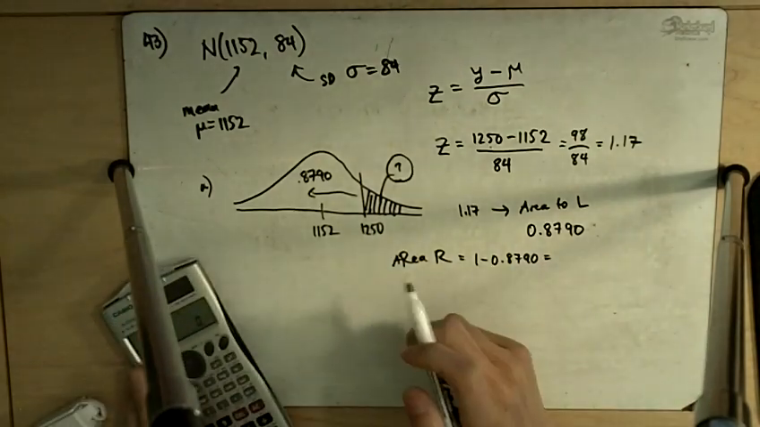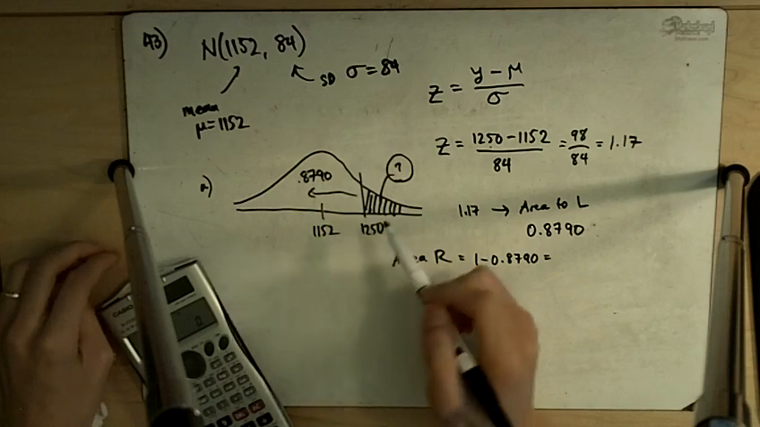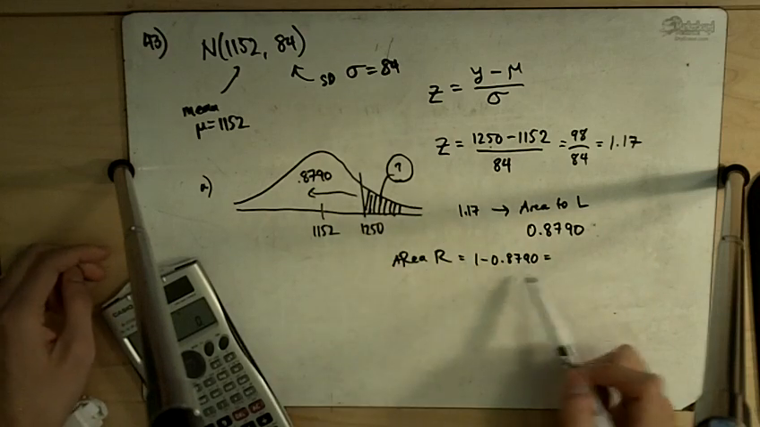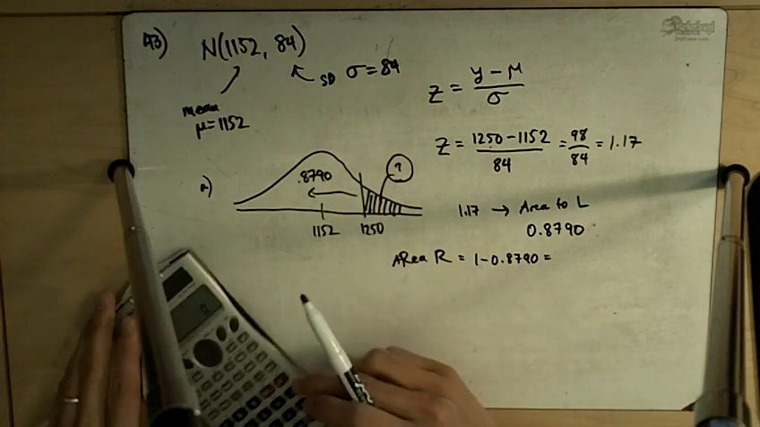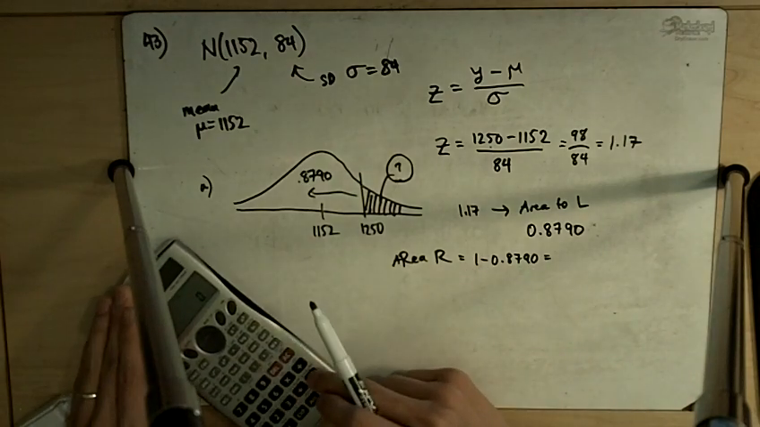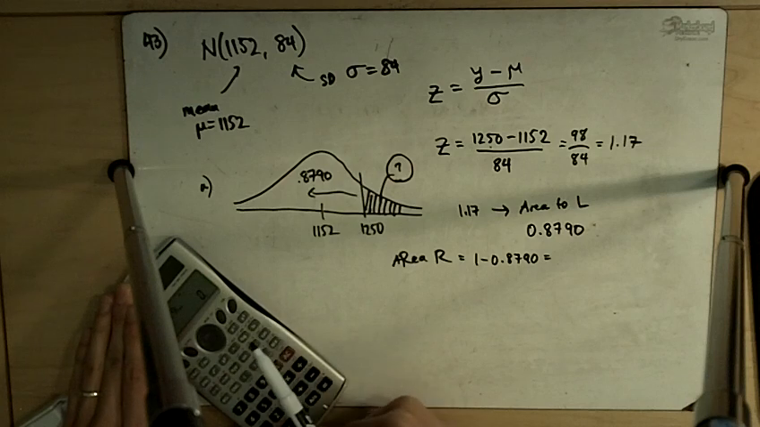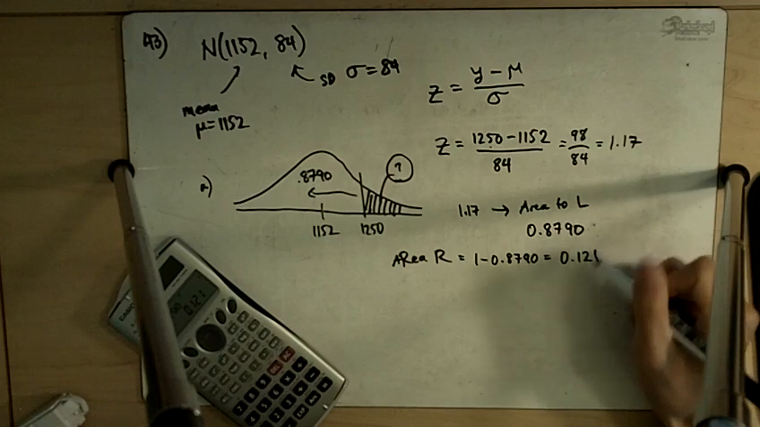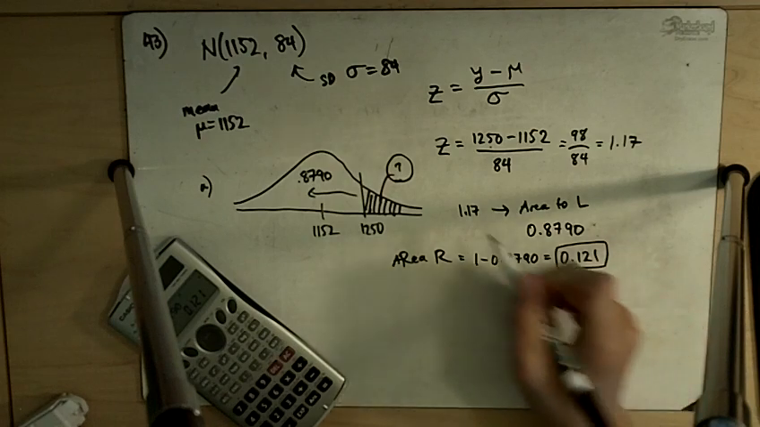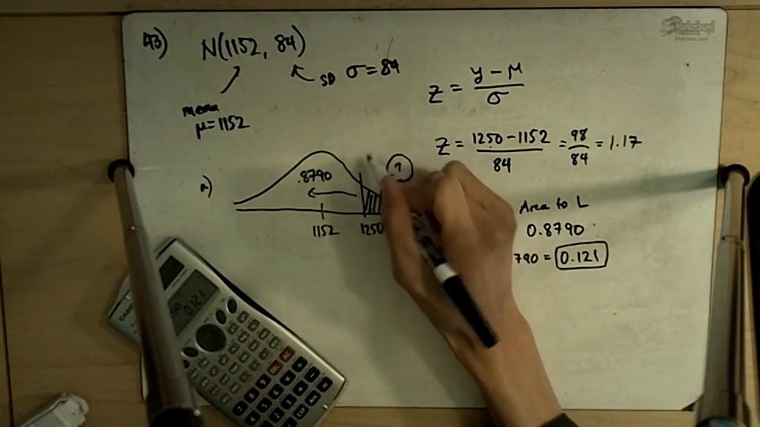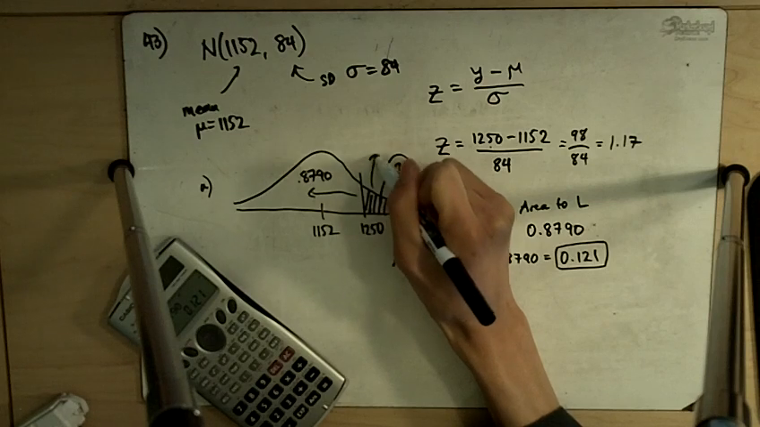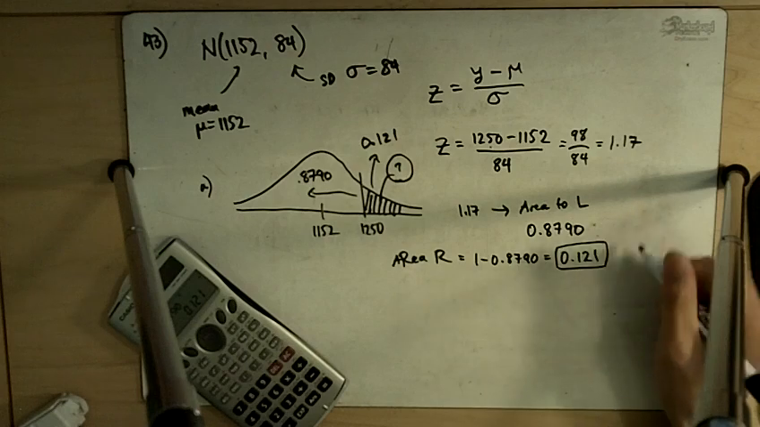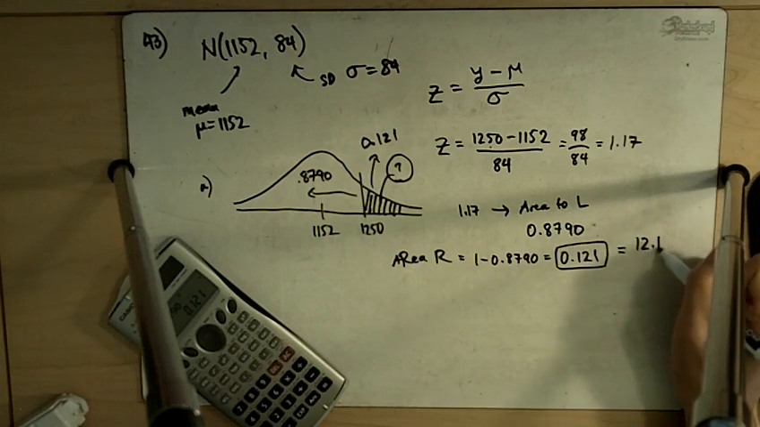We know that because the total area adds up to 1. So if this plus this adds up to 1, the area that's left over is 1 minus 0.8790, which is equal to 0.121. So this area is 0.121, or in other words, the answer to part A is 12.1%.